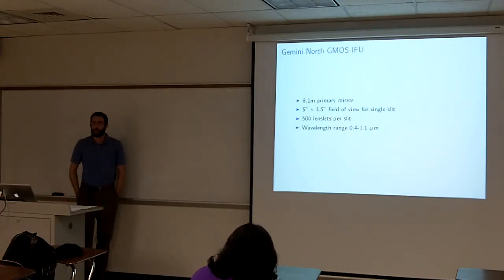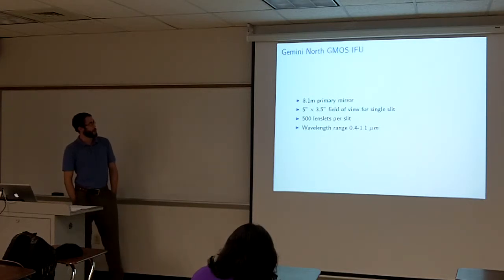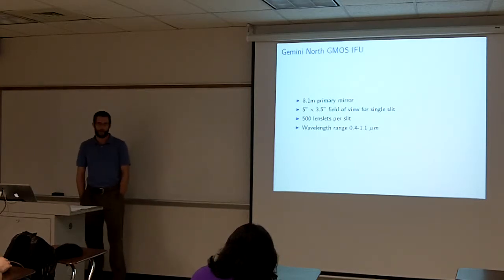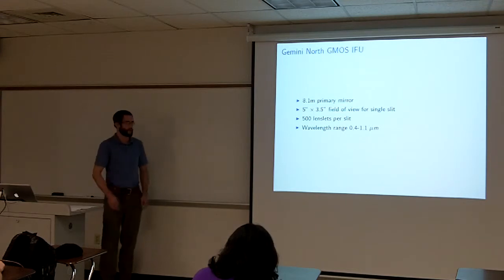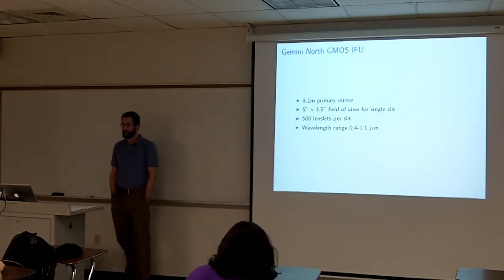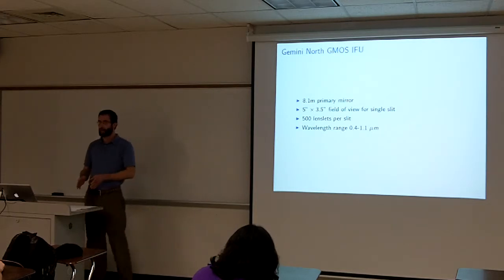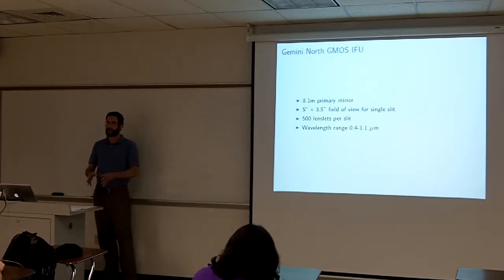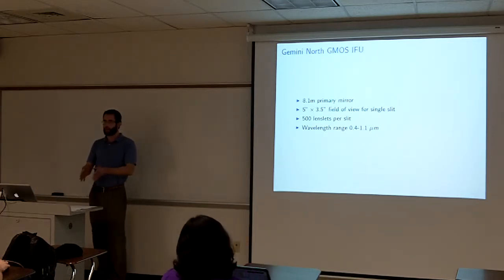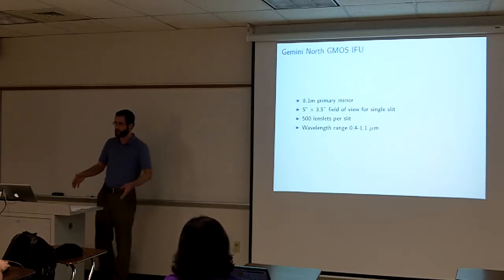A little bit about the Gemini North IFU: my data was collected with the red slit. I showed you that there were two slits, two parts. One was a blue slit, one was a red slit. Mine was collected with the red slit. It has a 5 arcsecond by 3.5 arcsecond field of view. If you were to combine both slits, you'd have a 5 arcsecond by 7 arcsecond field of view. But because you'd have combined them both, you would have a decreased wavelength range. So if you only use one of the slits, in our case the red slit, you would have a smaller field of view, but a larger wavelength range.